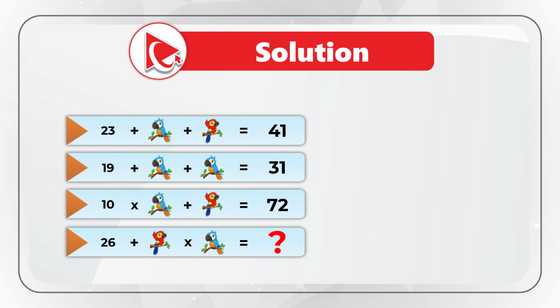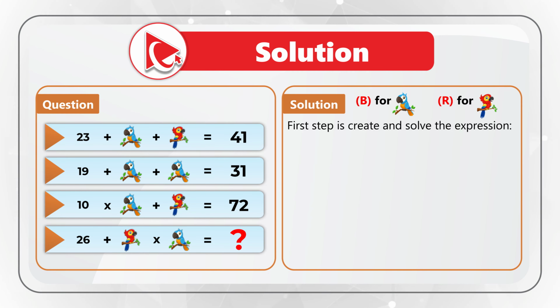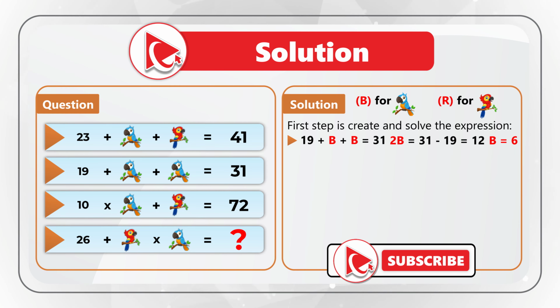can all learn. For simplicity, let's create variables. We will use B for blue parrot, and we will use R for red parrot. So the first step here is to create and solve an expression. And the easiest one to solve is the second expression with 1 blue parrot. 19 plus B equals 31, which means that B equals 31 minus 19, which equals 12. Once we solve it, we see that B, blue parrot, equals 12.